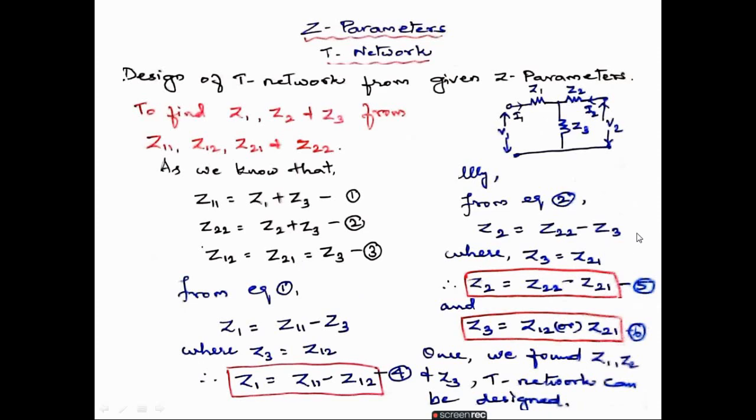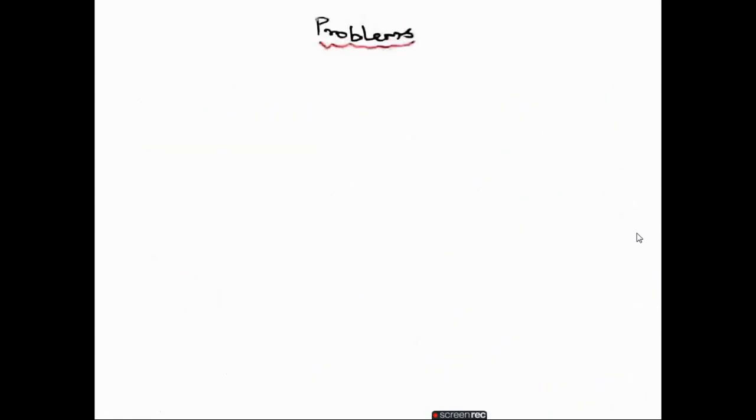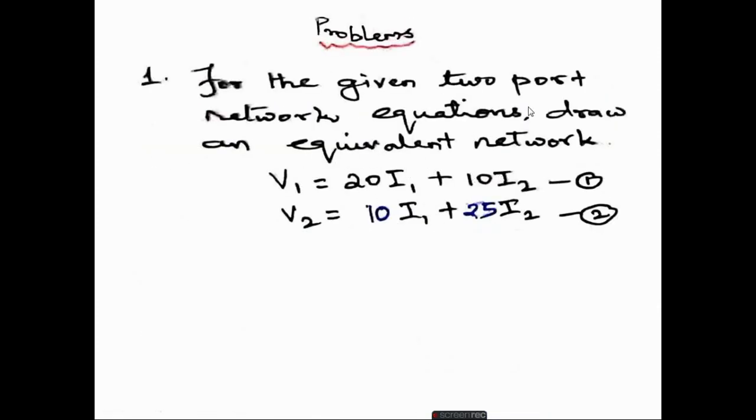Now let us do a few problems. For the given two-port network equations, draw an equivalent network. Here they have not mentioned whether to draw a T network or a pi network, but from the equations we have to find out. This is our equation. Since we are given voltage equations, this coefficient is Z11, this is 10 which is Z12, this is Z21 and this is Z22. The coefficients associated with the currents are always impedances.